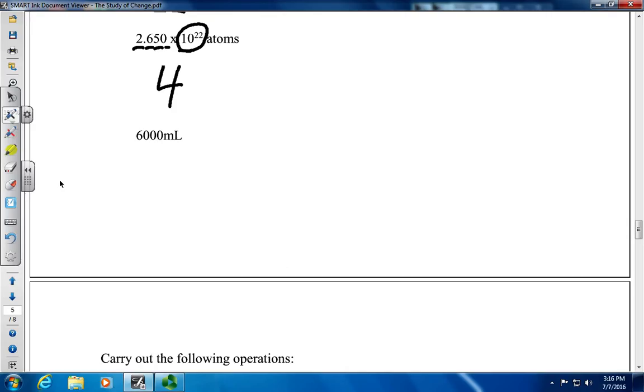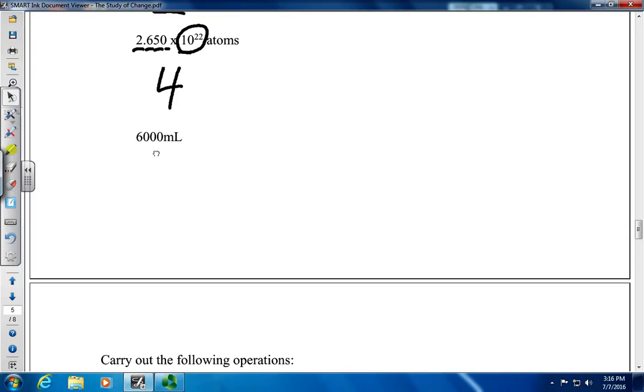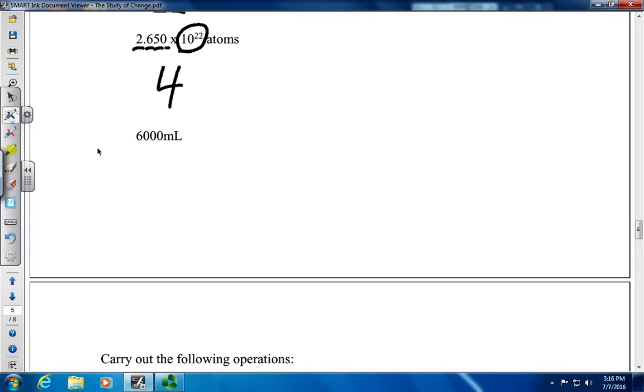This next one provides somewhat ambiguous terms. We have 6,000. There's no decimal place there. So this could be any number. Generally speaking, if this was presented in a problem in class, you would just call this one significant figure. And it would just be 6,000.